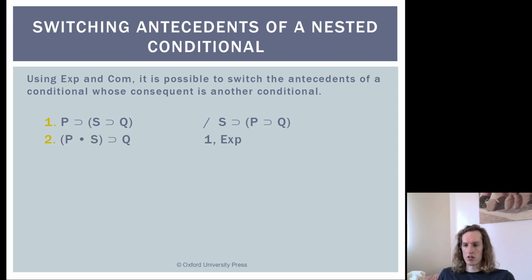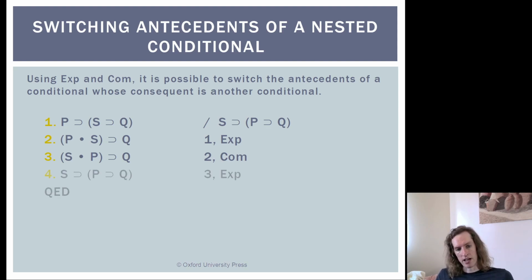So the first thing we'll do is use exportation to get that P and the S on one side as the antecedent of a conditional with Q as the consequent. You can probably imagine where things are going to go from here. Then we'll use commutativity to swap that S and the P. And then we'll use exportation again to get it back in the original format, but with the S and the P swapped. So we arrive at if S, then if P, then Q.